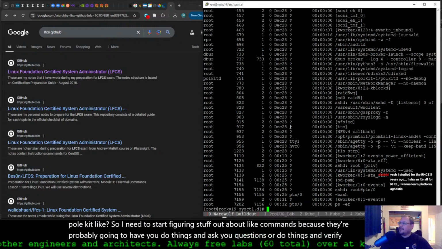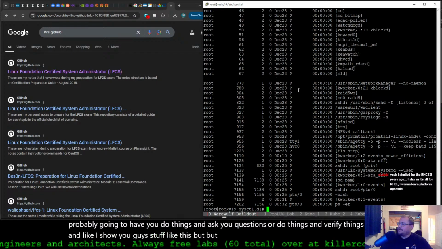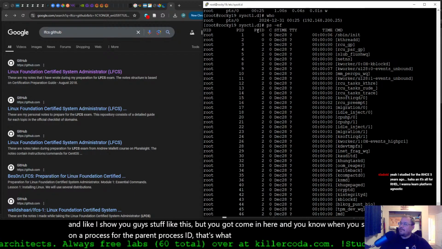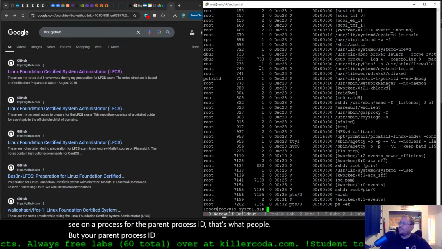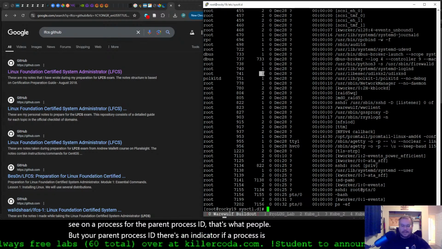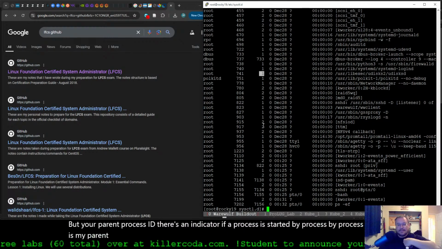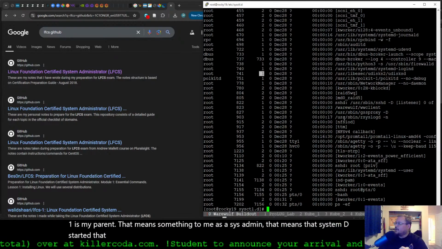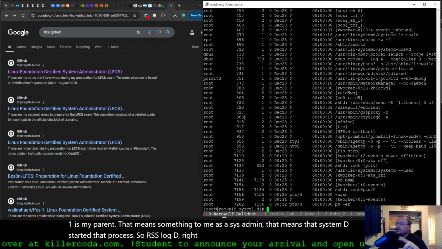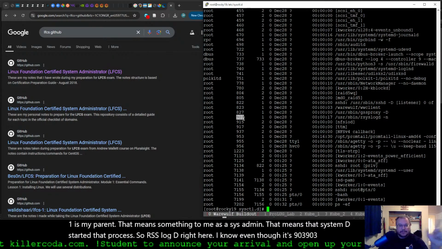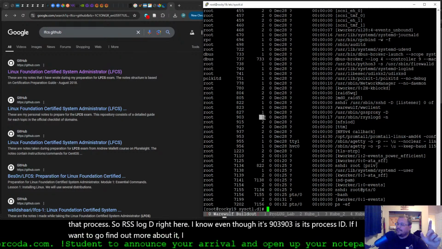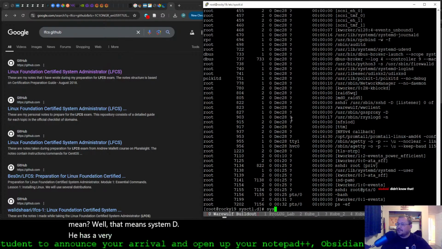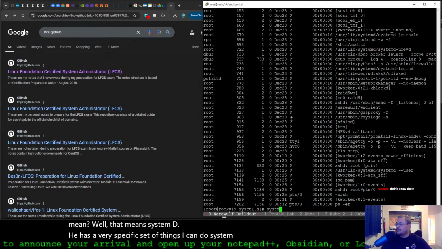I show you guys stuff like this, but when you see the parent process ID, that's what PPID is. There's an indicator: if a process is started by process one, that is my parent. That means something to me as a sysadmin. That means that systemd started that process. So our syslogd right here, I know, even though its process ID is 903, if I wanted to go find out more about it, I would. But it was started by systemd. So what does that mean? Well, that means systemd has a very specific set of things. I can do systemctl.